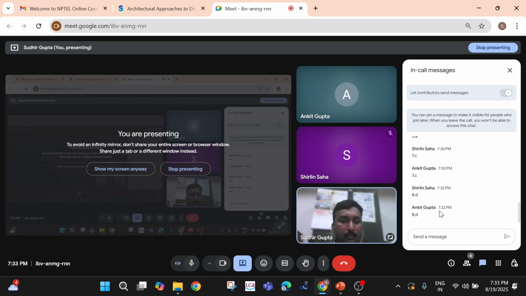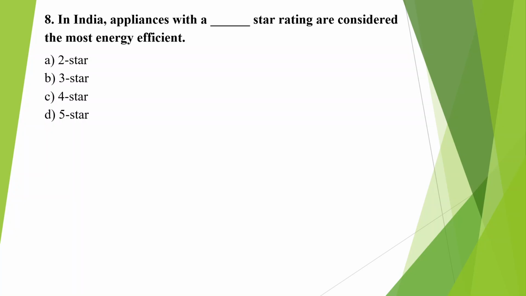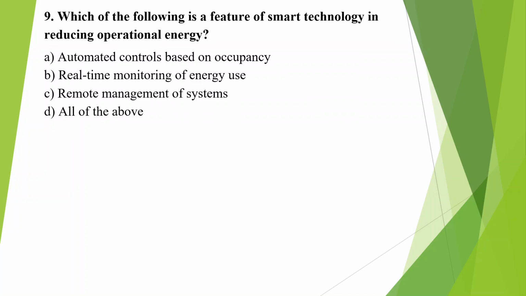So as I can see, several answers have been given, and all of you have opted for option D, and option D is the correct answer for this question. This rating of various appliances is done by the Bureau of Energy Efficiency, BEE, where the five-star appliances are considered to be the most efficient and widely promoted from an energy saving perspective. So all of you have understood it clearly. Let's move to the next question, question number 9.